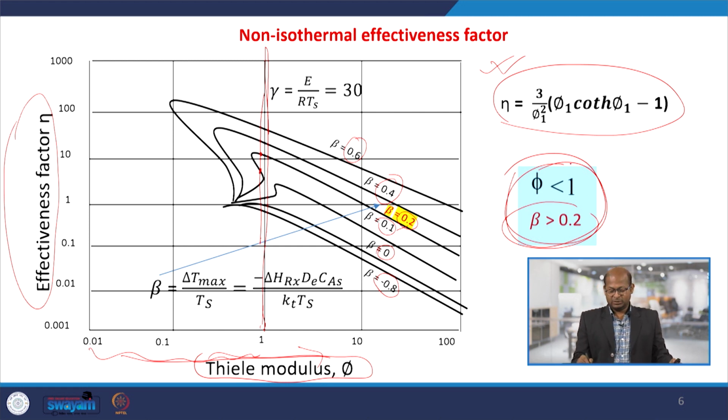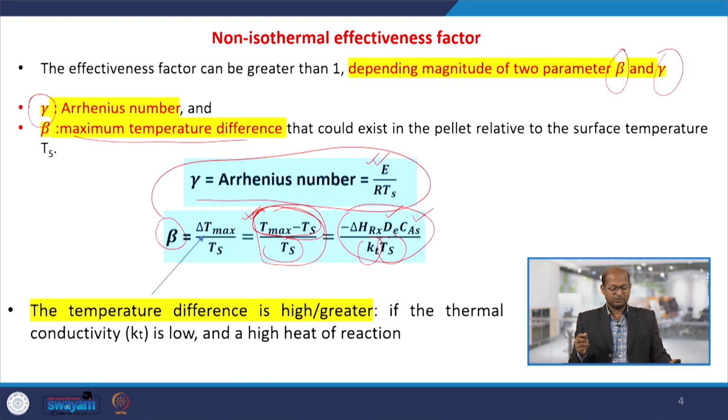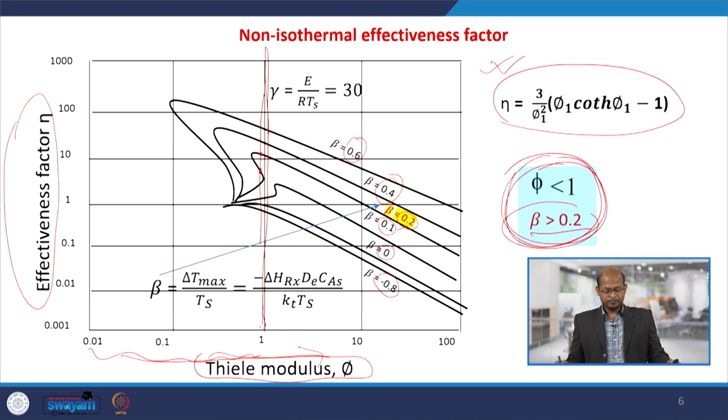So, the phi value and beta value should be such that no multiple steady states exist, and non-isothermal effectiveness factors, or temperature gradients, that is temperature changes or differences, should not be there inside the reactor. So, whenever we design catalyst reactors, we should follow these things, or we should maintain them.